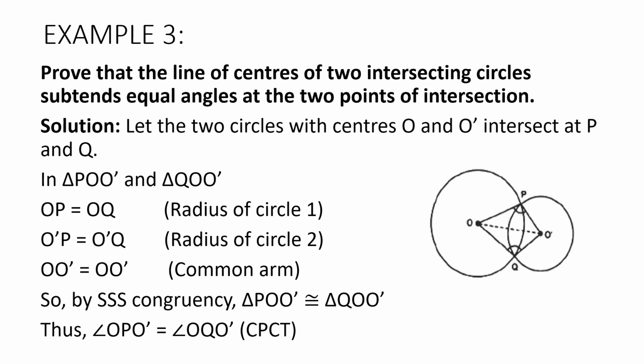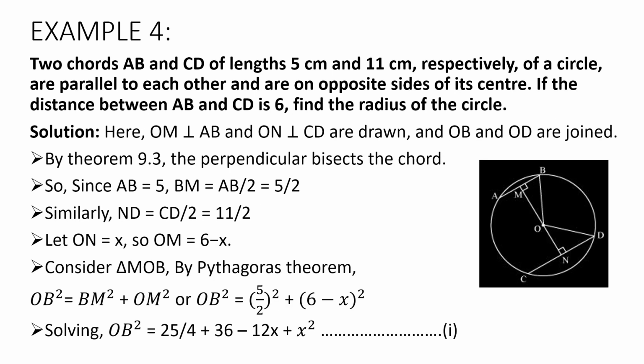So now consider triangles POO dash and QOO dash. OP is equal to OQ because they are the radii of the same circle. O dash P is equal to O dash Q, radii of the same circle. Also OO dash is equal to OO dash, common. So by SSS congruency, triangle POO dash is congruent to triangle QOO dash. So by CPCT, the angles OPO dash and OQO dash are the same.